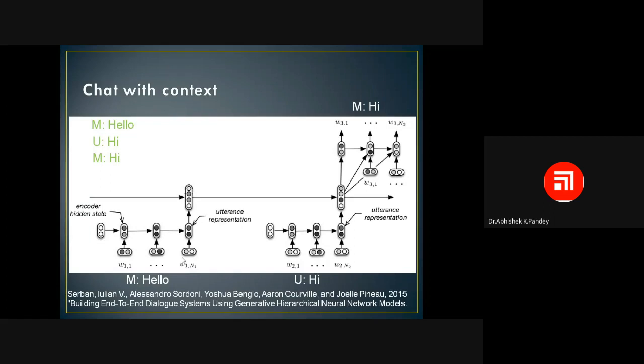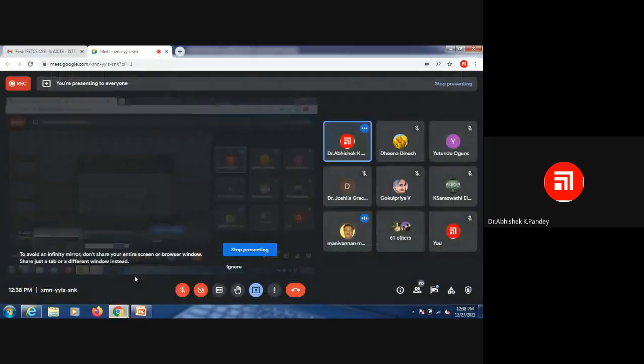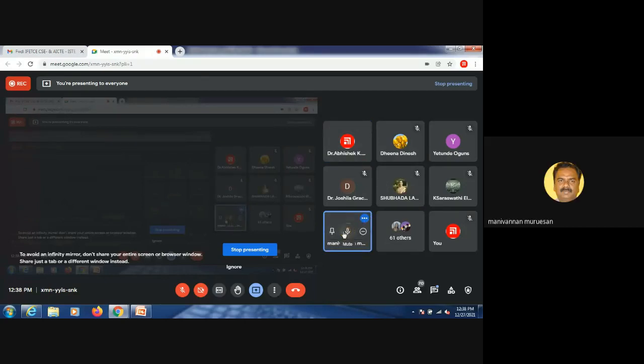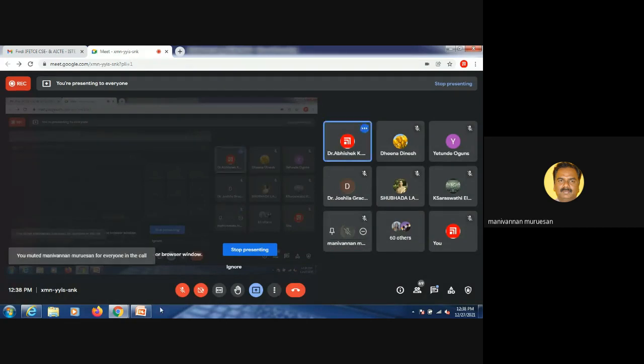So these are the basic things we were having, but we are still having some issue. Let's see. Hello, hi. Somebody has unmuted themselves. Just try to mute yourself. Let me do this. I'm actually not able to mute.